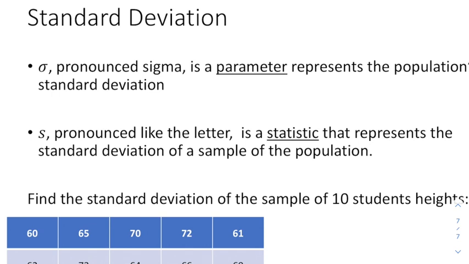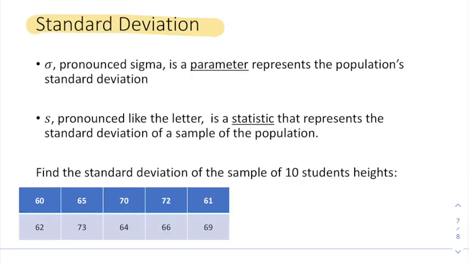Finally, we're going to talk about standard deviation. Again, there's two symbols here. This first symbol is pronounced sigma and represents the parameter, so the standard deviation of the entire population. And the second symbol is just pronounced S, and it is a statistic that represents the standard deviation of a sample. So now they ask us to find the standard deviation of the sample of 10 students' heights. Again, we're describing a sample, so we're going to be using the statistic, the S.